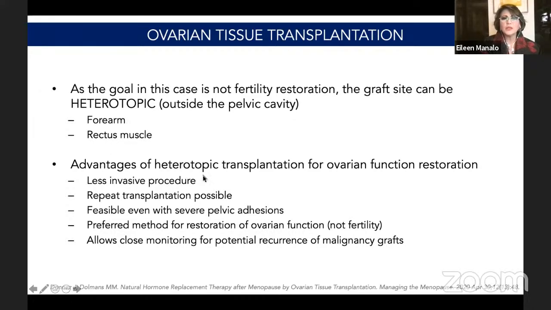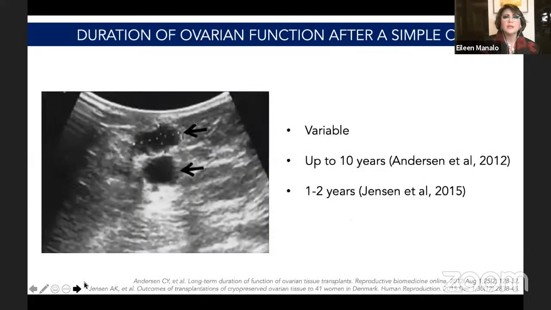The advantages of the heterotopic transplantation for ovarian function restoration would be, one, it's obviously less invasive because you don't have to do laparoscopy. You can repeat the transplantation again and again. And it's feasible even when you're dealing with severe pelvic adhesions. And of course, it's a preferred method for restoration of ovarian function, but not for fertility. But we will be talking about fertility also later on. This is just a picture of the abdominal wall where you see two ovarian follicles, quite obvious.